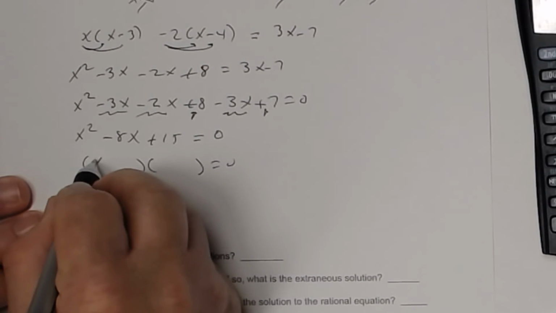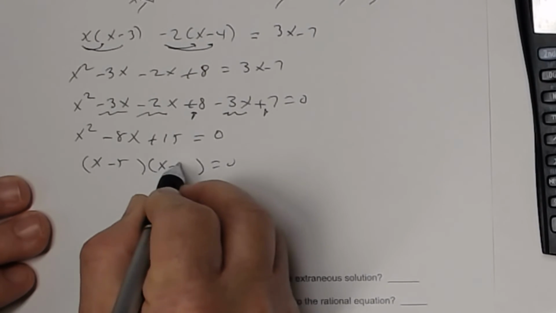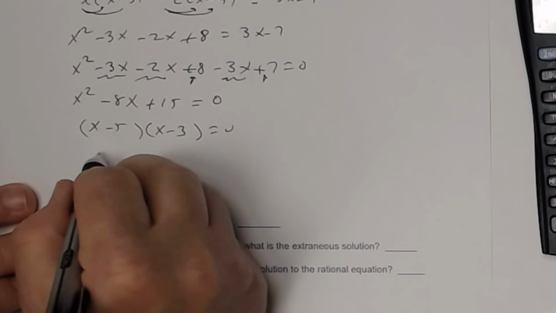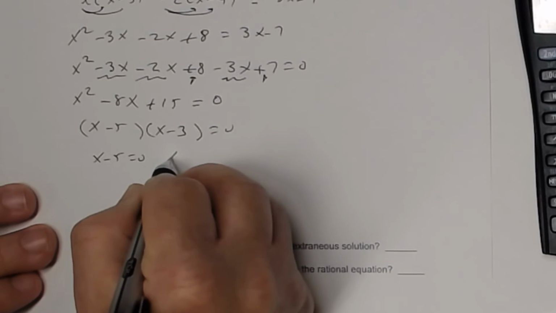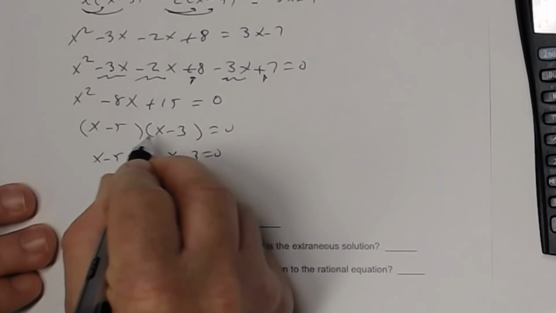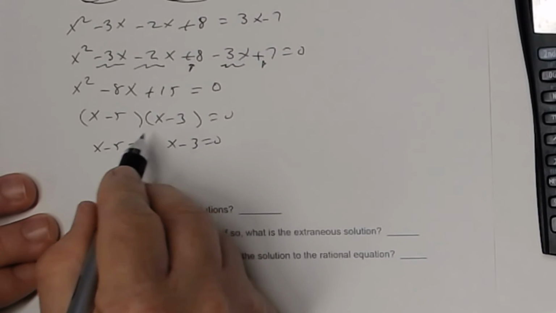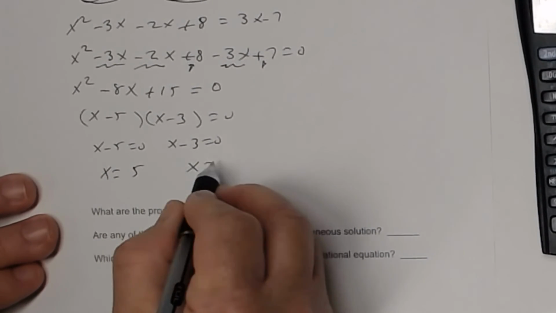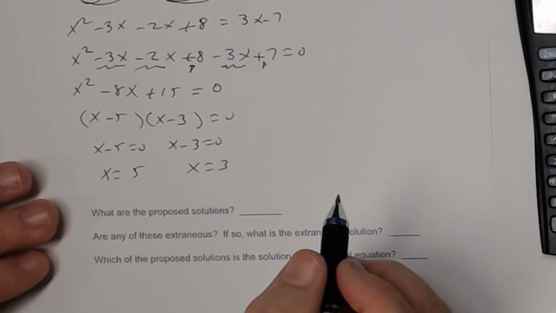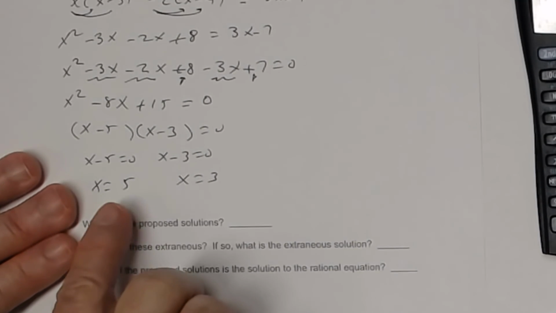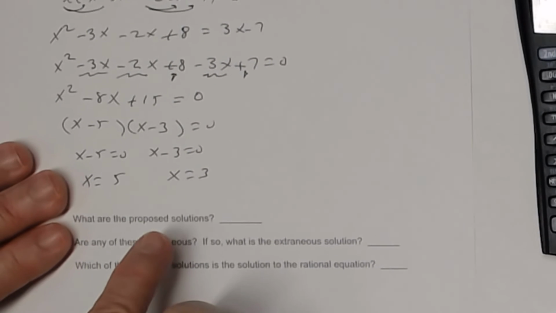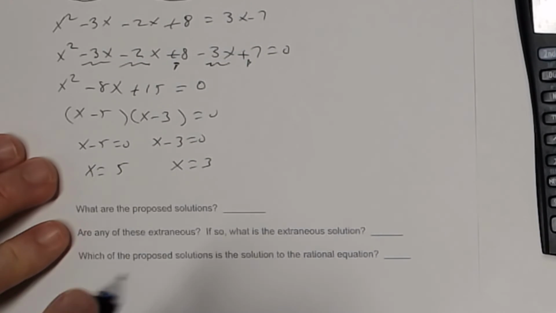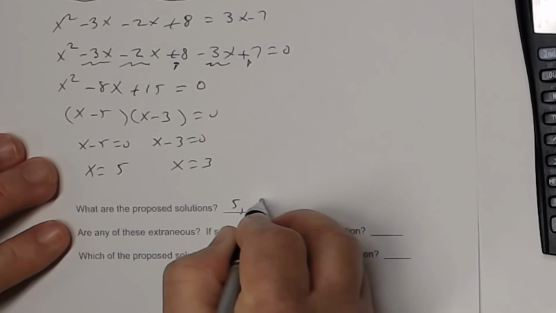So when I factor this, I get x minus 5 times x minus 3 equals 0. And so I'm going to set each of those equal to 0. So x minus 5 equals 0 using the zero factor property. Since I have a product of factors equal to 0, one of those has to be 0. And when I do that, I get x to be 5 and x to be 3. All right, now, I want you to notice that 5 and 3 are my proposed solutions. So x equals 5 and x equals 3.